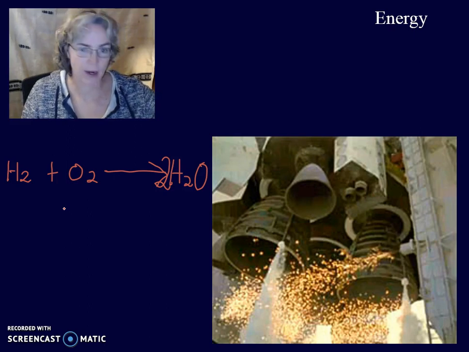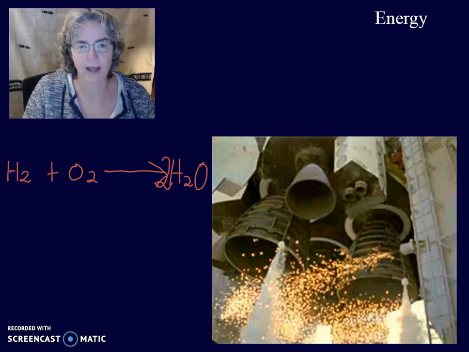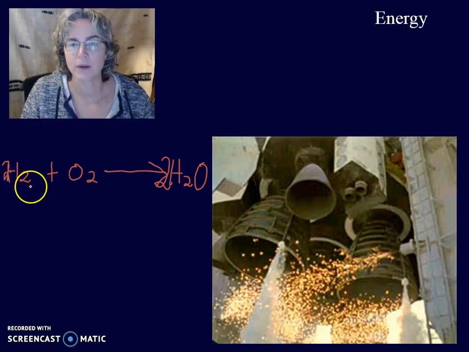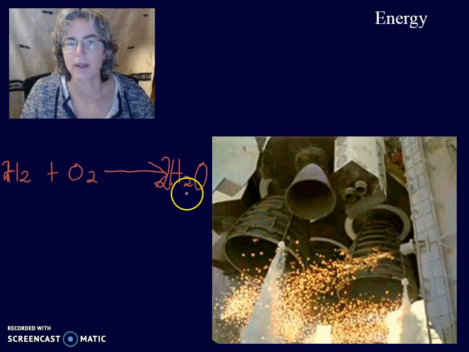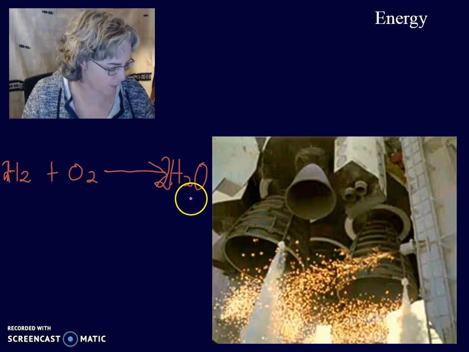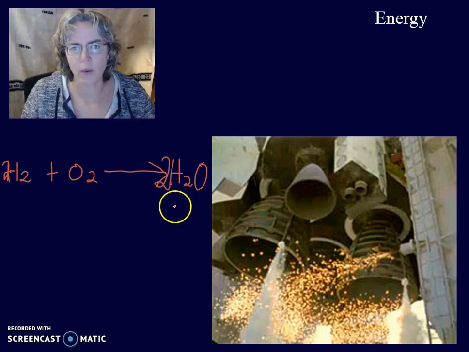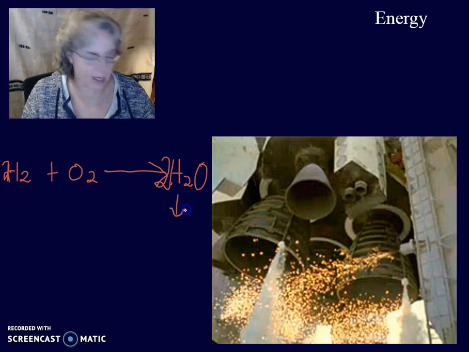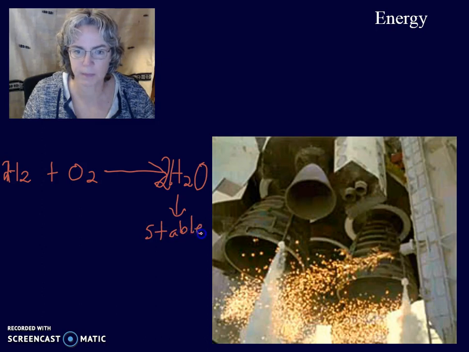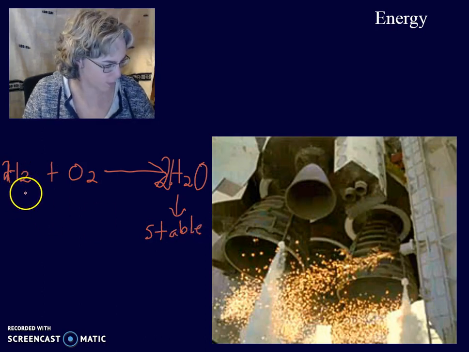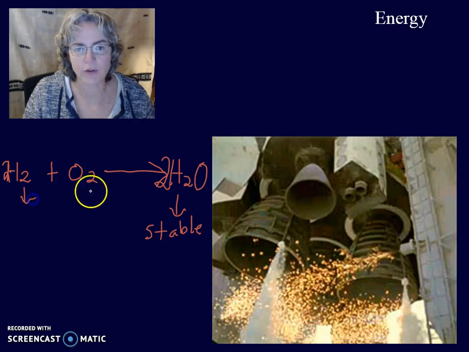Wait a minute, I think we're missing something. Oh yeah, that's right. We need a 2 right in front of there. Okay, so it's 2 hydrogen molecules to 1 oxygen molecule. Gives you 2 molecules of water. Okay, so we know that water is very stable. We know that hydrogen and oxygen are somewhat unstable.